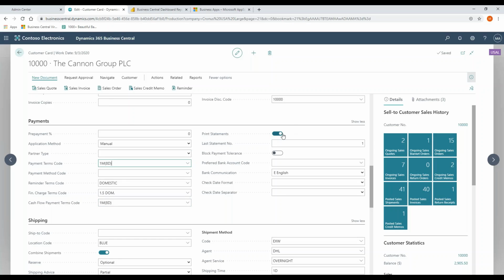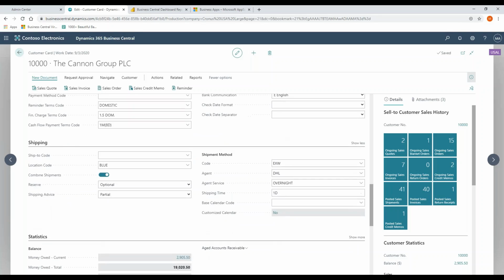We do have the ability to do statements. Reminders and statements are two different things from a Business Central perspective. They just do different things. So we've got two sets of functionality.